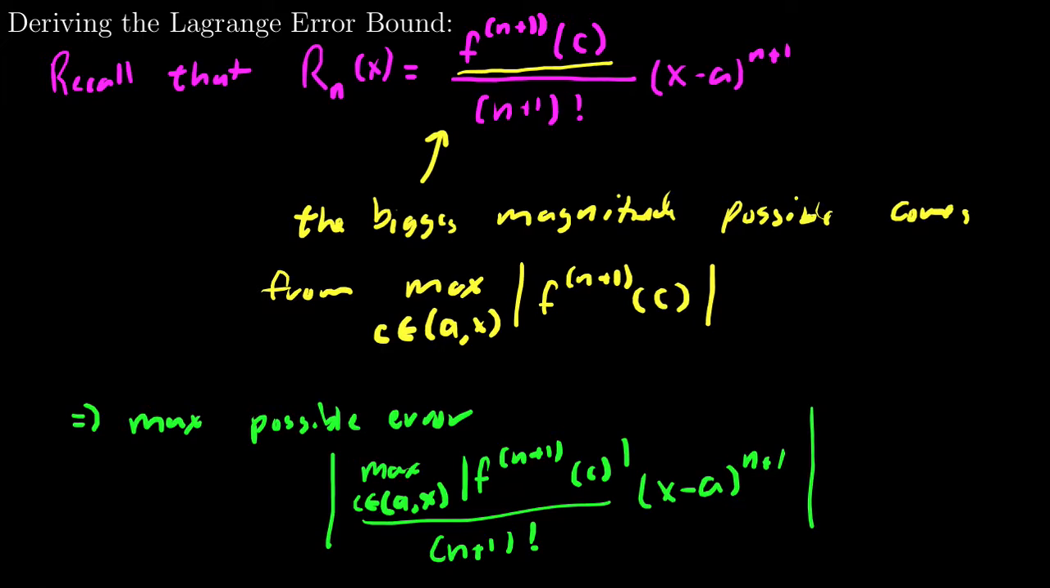Now let's see how it works. And actually not too bad. I just need the three pieces. I need to find this, the maximum of the derivative. I need to do this factorial. I need to figure out how far I am from the center. If I can do that, I can get this error.